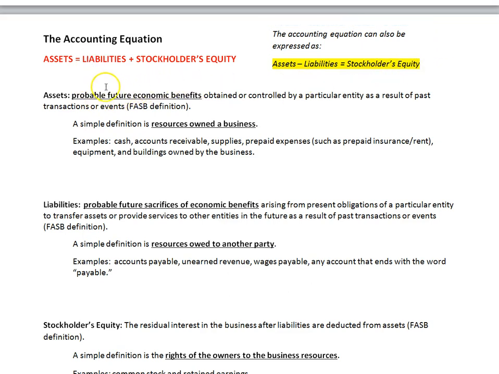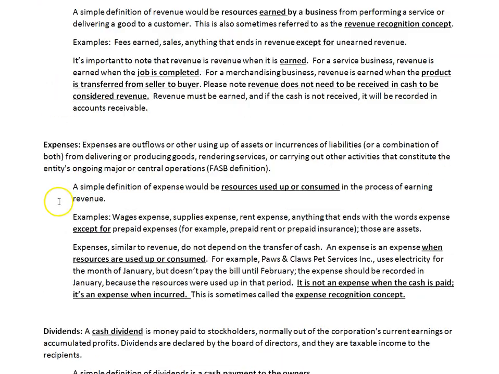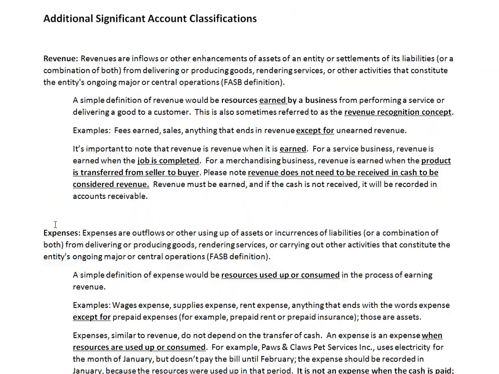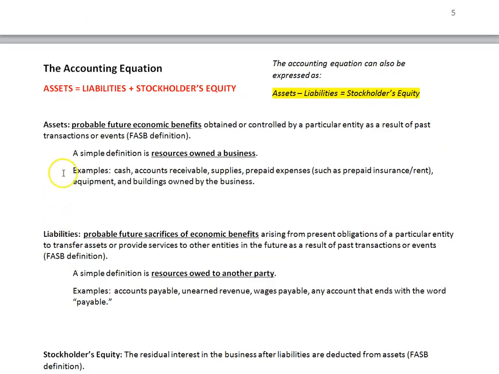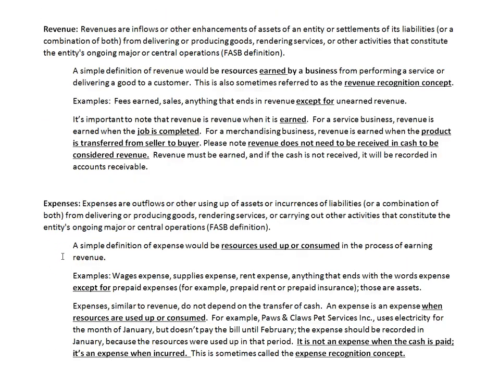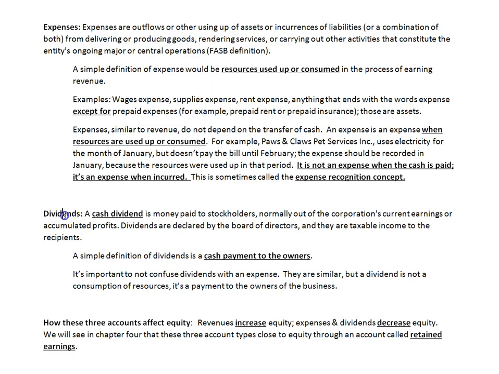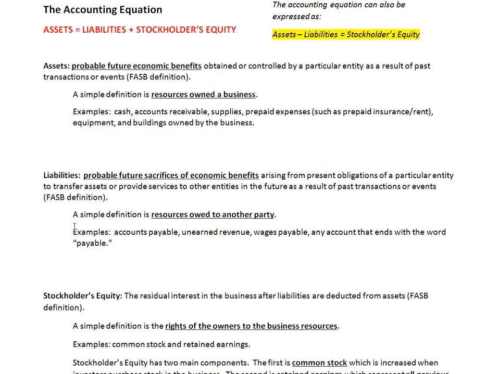Alright, what we're going to do now is define these 3 terms, and on the next page we're going to have 3 more terms: revenue, expenses, and dividends. Very important, these 6 terms, because every account is going to fit into the definition of one of these 6 terms. It's either going to be an asset, liability, equity, revenue, expense, or dividends. So it's important for us to know the definition so whenever we see an account we can label it correctly as one of those 6 types.